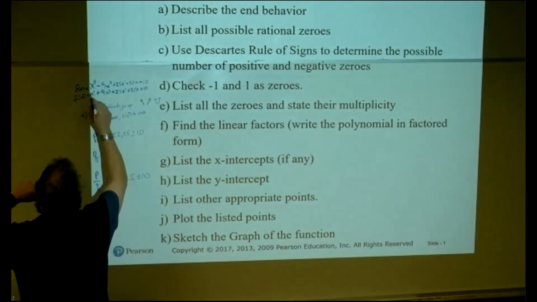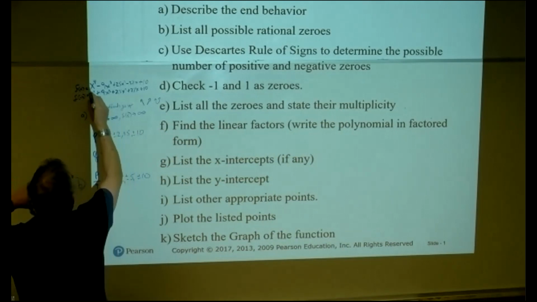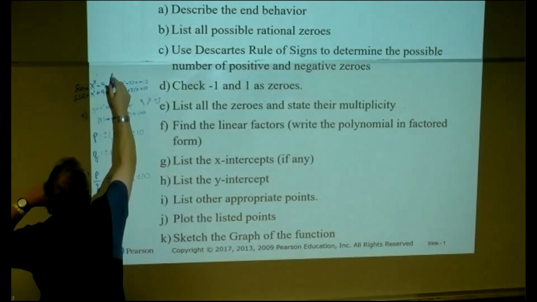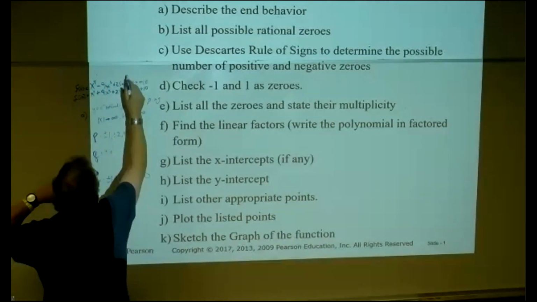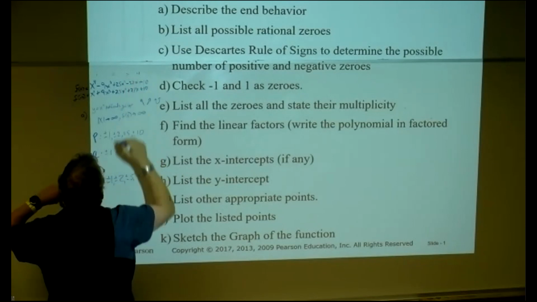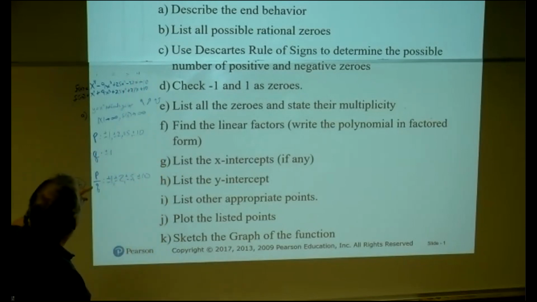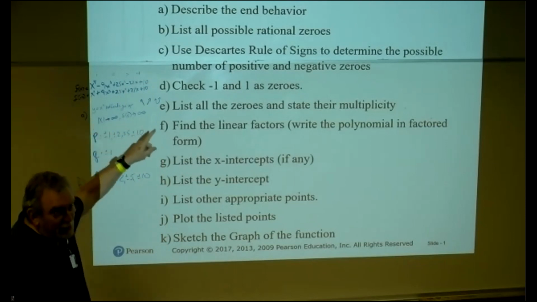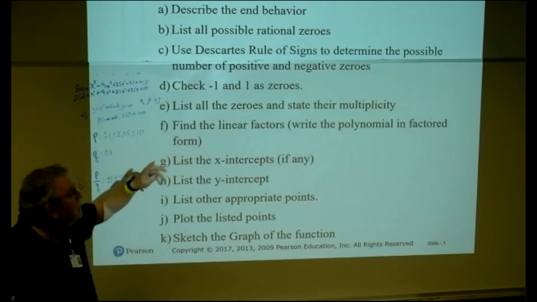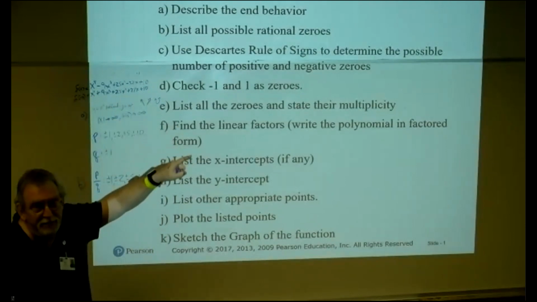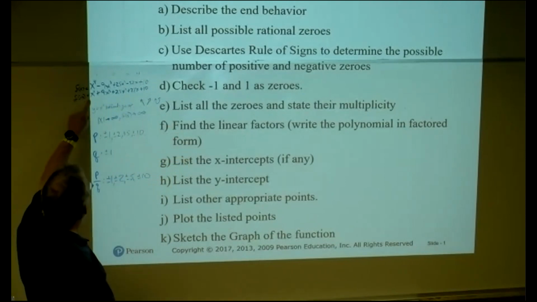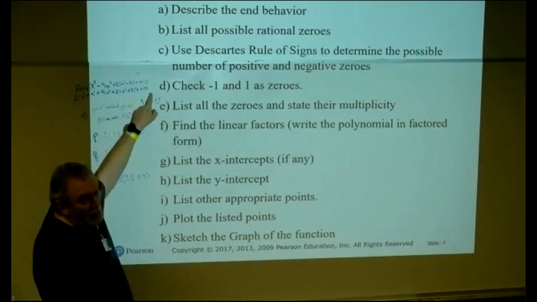So we have a positive to negative, so that's 1. Negative to positive, so that's 2. Positive to negative, that's 3. And negative to positive, that's 4. Guess what? I used up all the potential zeros, which is 4, with the number of positives. Because if I look at f of negative x, they're all positive. There's no sign change.